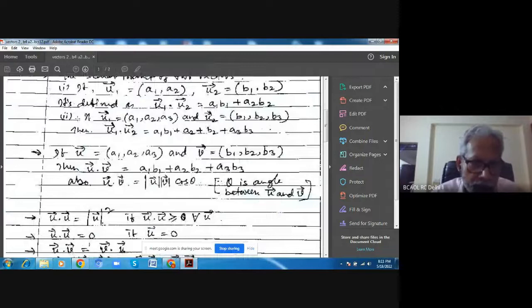Another thing here is u and v. There are two different vectors, again in 3 dimensions. Okay. And u dot v is a1 v1 plus a2 v2 plus a3 v3. Here it is the same thing. You can write it this way also, and this also means the product of dimensions.